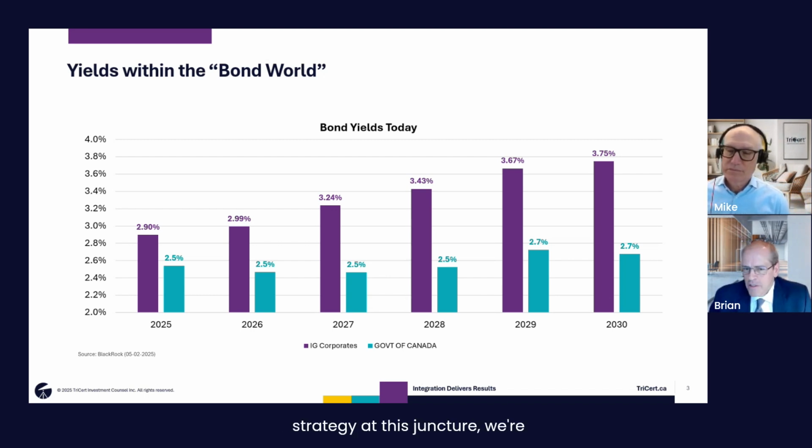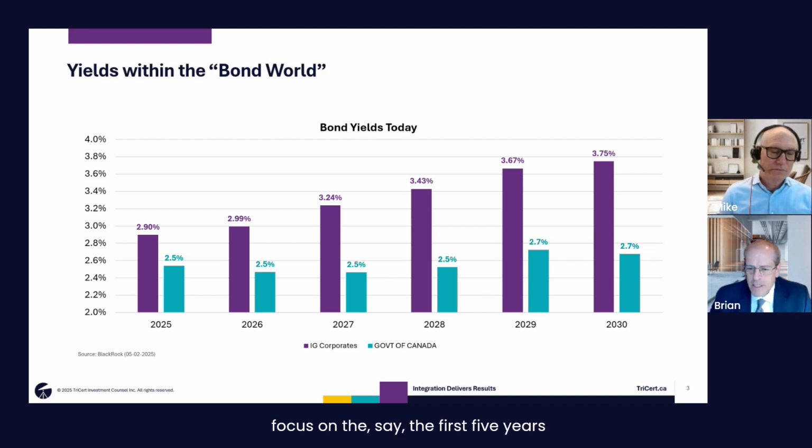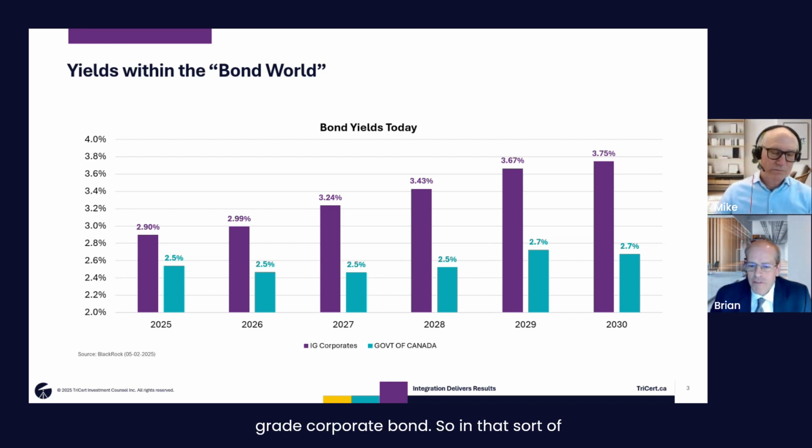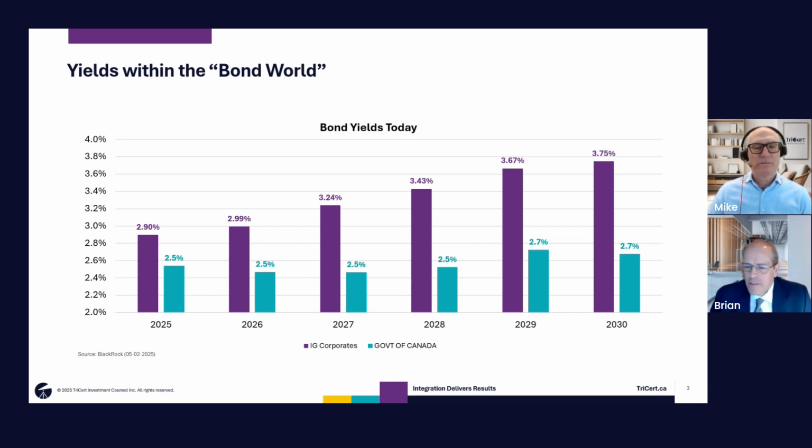In our strategy at this juncture, we're relatively short term, so we like to focus on the first five years of that yield curve. You can see in the purple boxes the yield you can roughly expect to earn on a very high quality investment grade corporate bond, in that sort of 3 to 3.5 range, 3.75 at the longest end of the curve. We compare that to the safest government yield, the Government of Canada bond yield, which is closer to 2.5 and still pretty flat, like we showed you in the last graph. So you still earn a pretty reasonable spread, especially in the fourth and fifth year, for lending money to super high quality corporations in Canada.